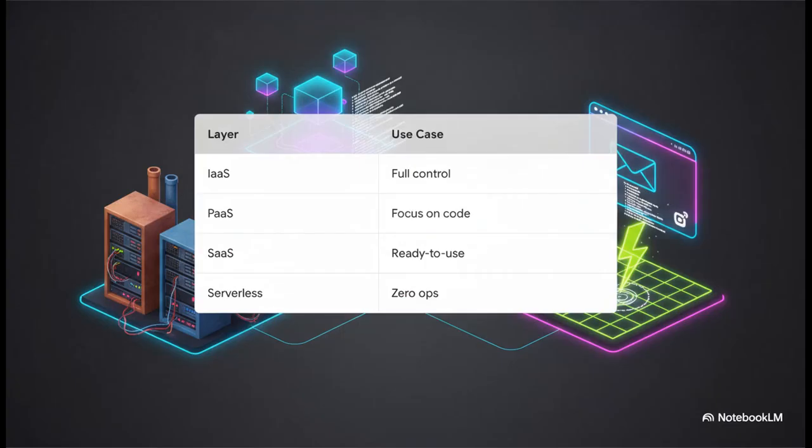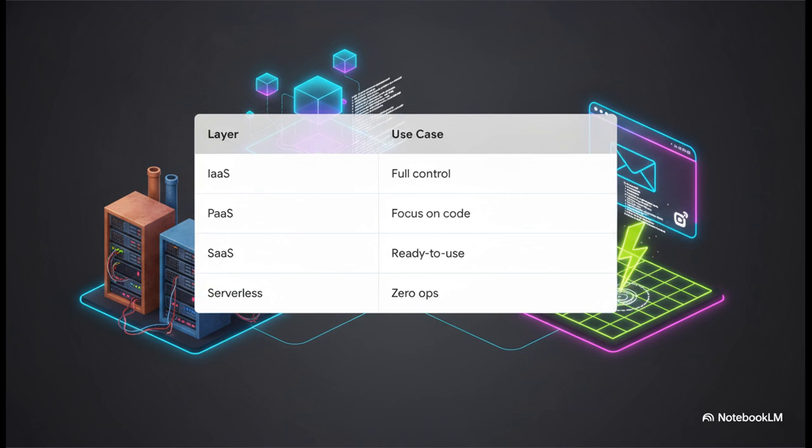So how do real organizations actually make this choice? Think of this as your ultimate architectural cheat sheet. If you need full control over a complex, legacy environment, you're going to choose IaaS. If your team wants to focus purely on writing application code without worrying about the infrastructure plumbing, you choose PaaS. If you need a ready-to-use tool for your employees with zero development time, you grab SaaS. And if you want event-driven execution with zero operational overhead, you absolutely go serverless.